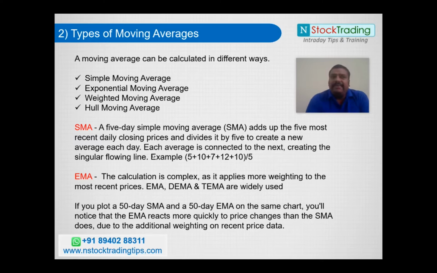Now, if we plot a 50-day simple moving average and a 50-day exponential moving average on the same chart, we will note that the exponential moving average reacts more quickly. When the price changes in the candle, the SMA is slower to respond compared to the EMA. I'll show you now.